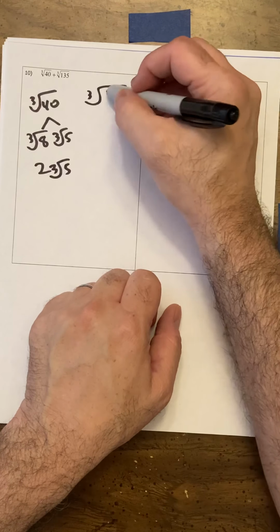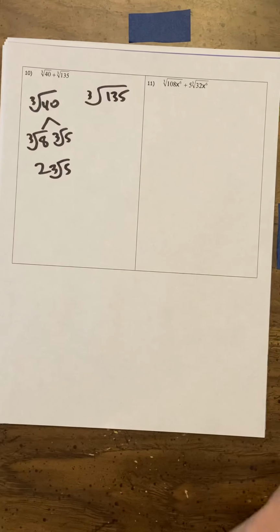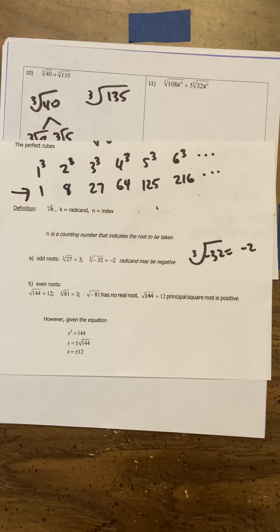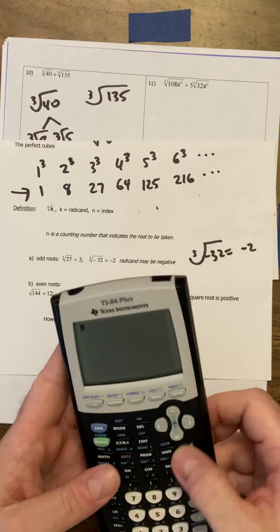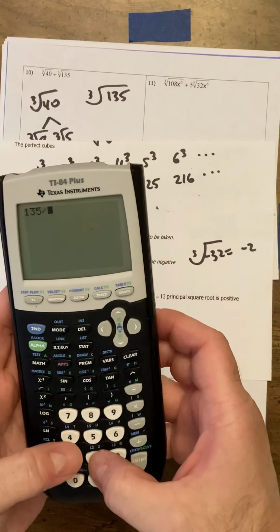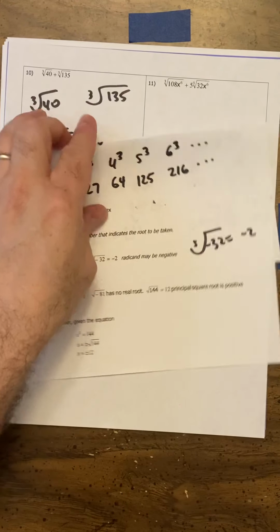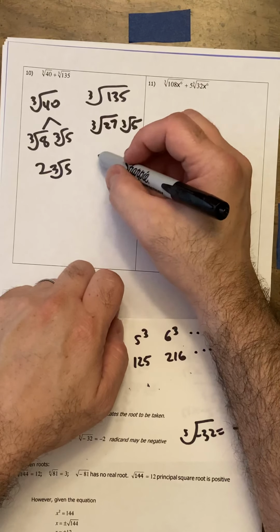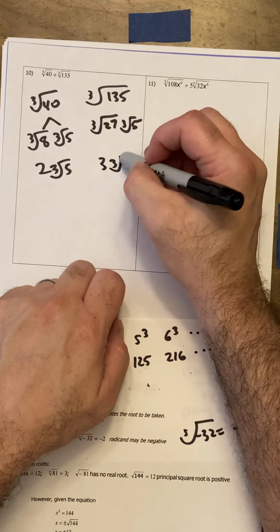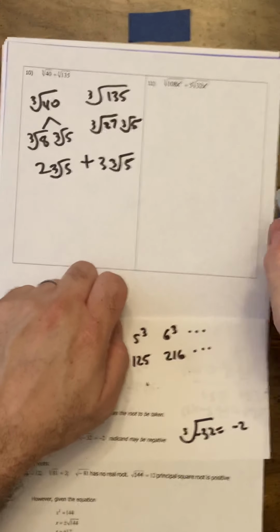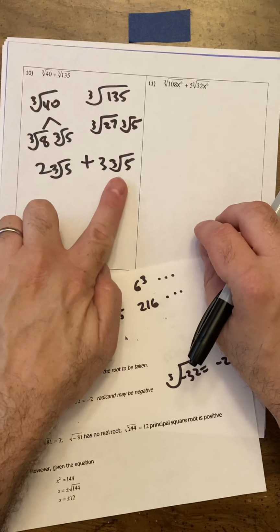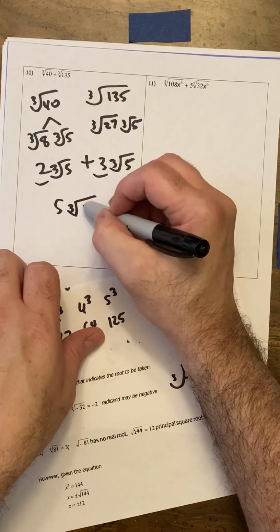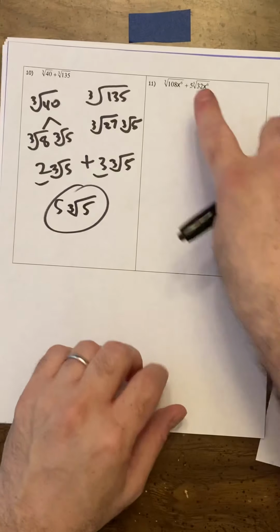Now this one here, cube root 135, looking at our perfect cubes, 27 should go into 135 evenly. Let's check that out. 135 divided by 27 is 5. So we're going to get cube root 27 cube root 5. So that's going to give us 3 cube root 5. We're adding these together. So 2 cube root 5 plus 3 cube root 5. We can add the coefficients together. We get 5 cube root 5. Final answer.